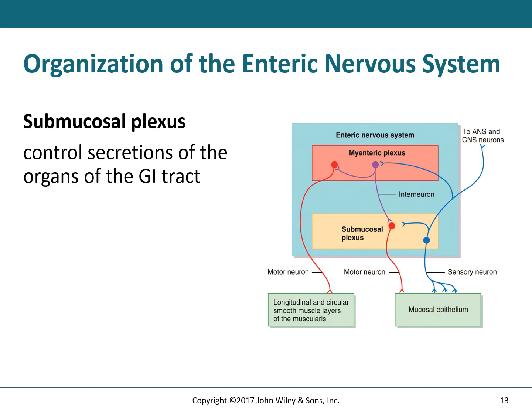If we look at the submucosal plexus, again, let me remind you that this one controls secretion of organs of the GI tract. So here's our submucosal plexus, and if we're going to control secretions, we're going to actually have to have that occur via motor neurons. Sensory neurons are going to sense the environment in the mucosal epithelium, but the action potentials that are going to lead to those secretions are going to occur via those motor neurons.